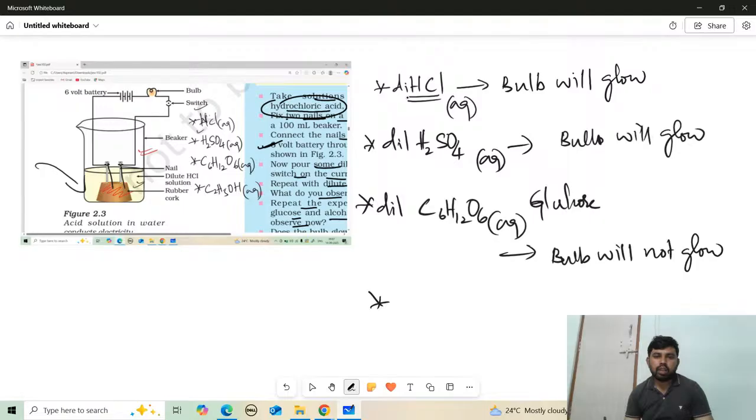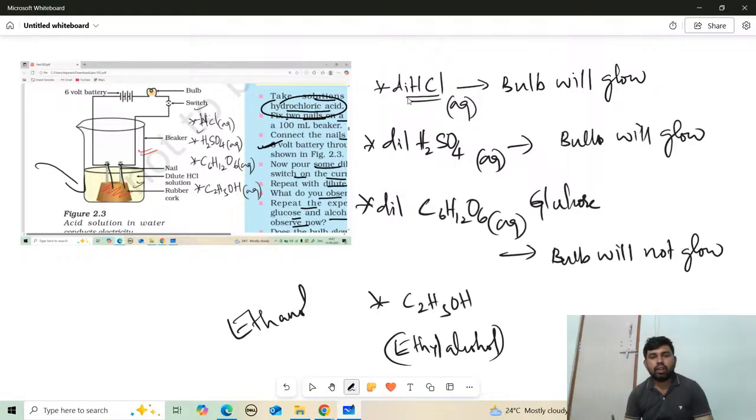Similarly, in the case of C2H5OH, this is called ethyl alcohol, or we can say ethanol. In this case also the bulb will not glow. Okay. So again, let me recall the activity that they are asking.